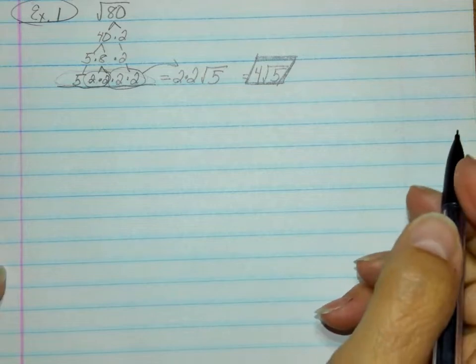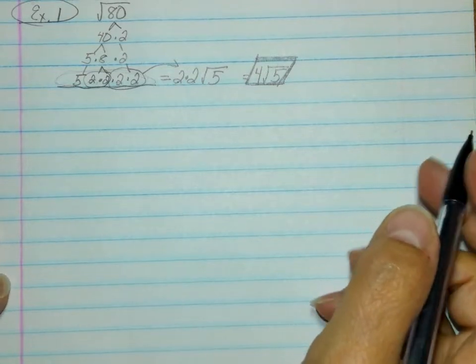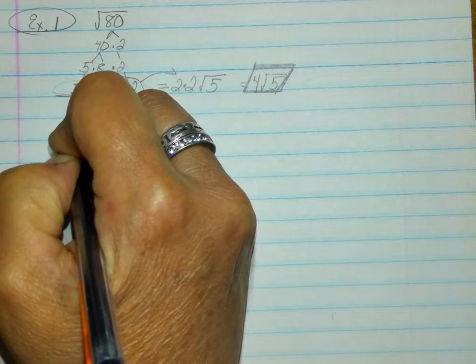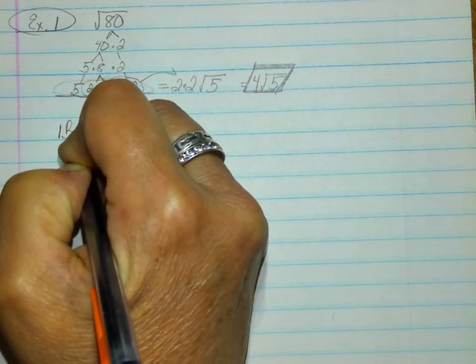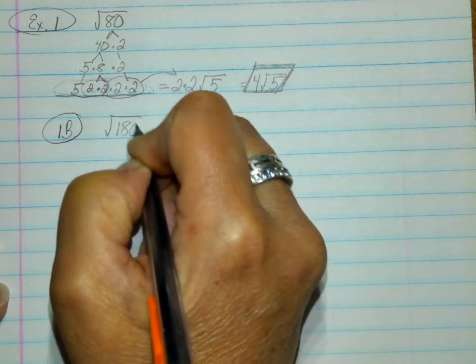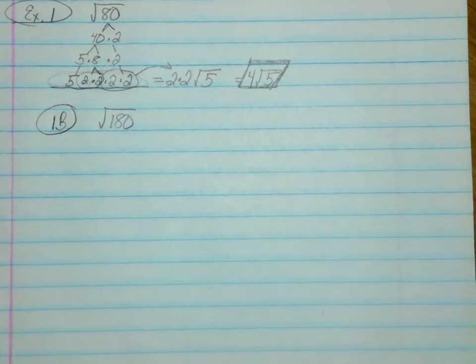So let's try 1b. 1b down underneath is now the square root of 180. Let's stop the video and see what you can do.